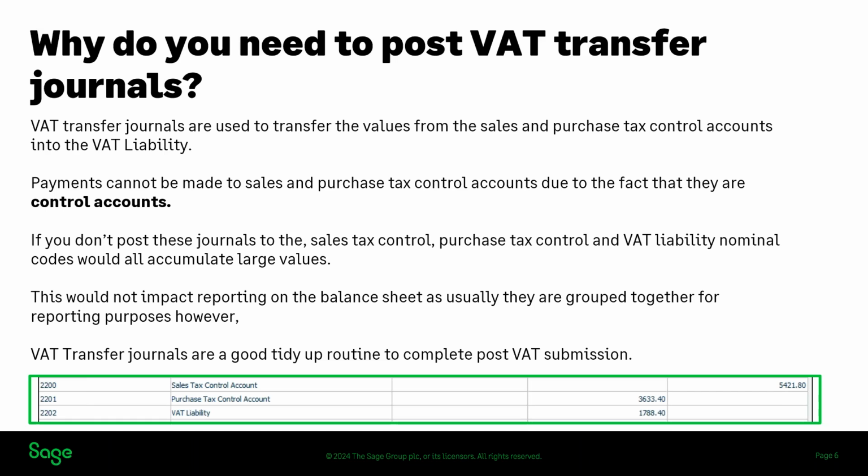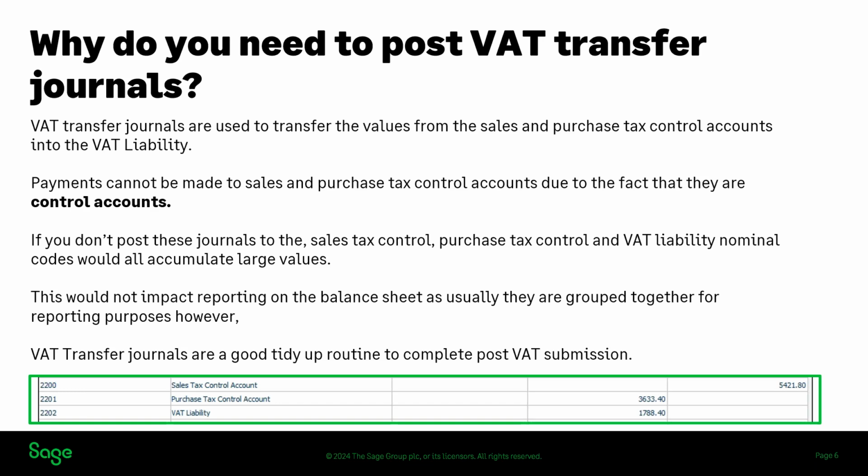So VAT transfer journals. What do we mean by a VAT transfer journal, and why do we need to post them? After each VAT return, we need to post journals to transfer the values from your sales and purchase tax control accounts onto the VAT liability. That should be done after each and every VAT return, just moving the balances from two nominal codes into the VAT liability. And that's one, because payments can't be made directly to those sales and purchase tax control accounts.